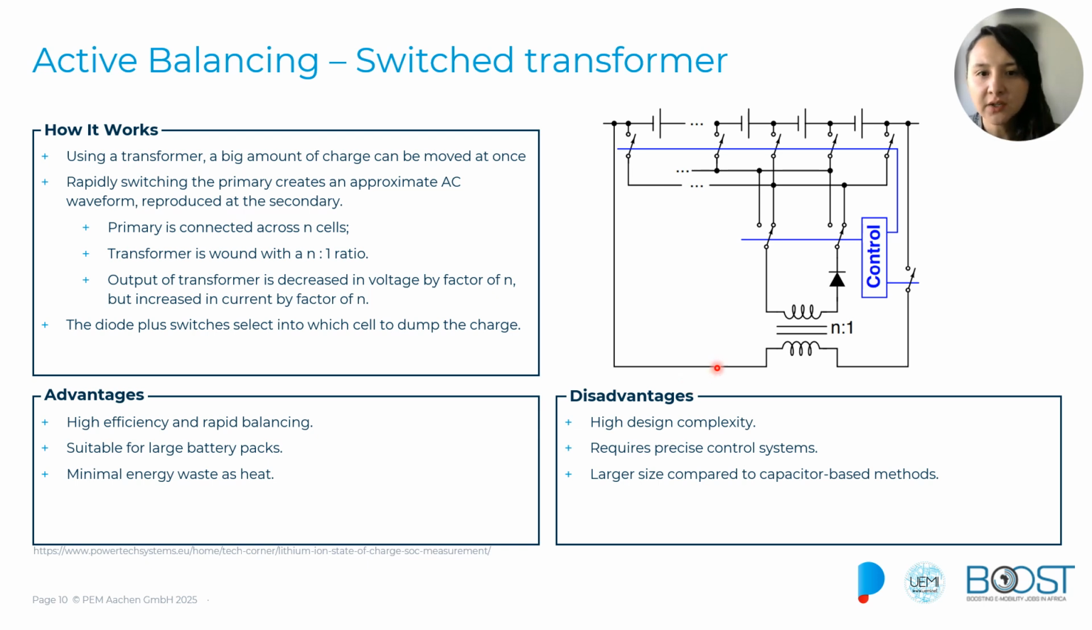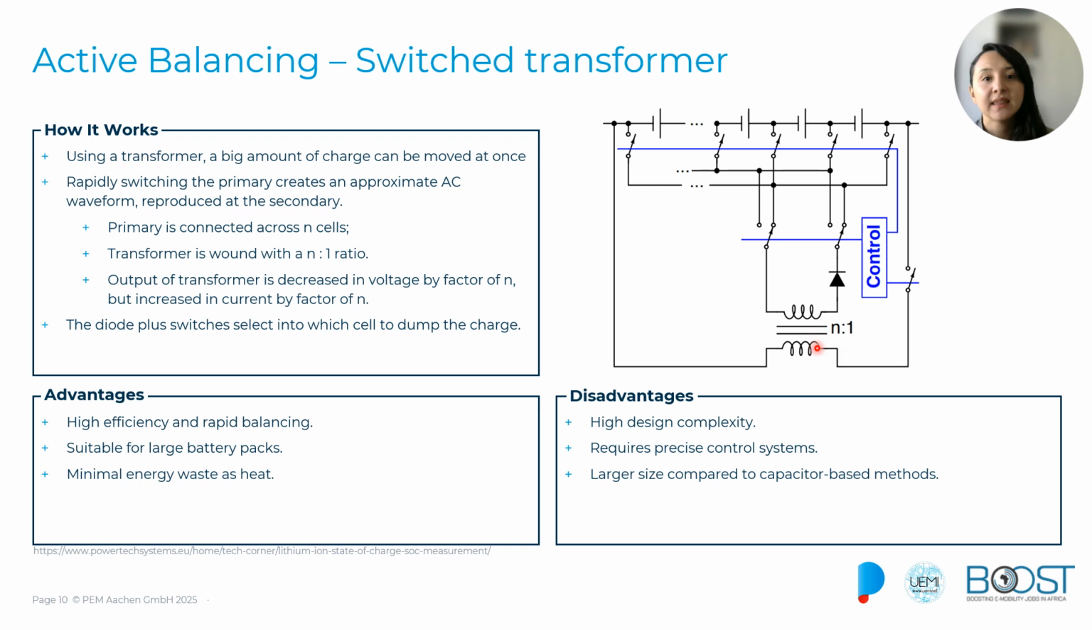So as you can see here, the primary side of this transformer, that it is over here, it is going to be connected across a group of cells. All of these cells are going to be connected to this primary coil of our transformer. And if you see over here, there is also a switching device. And this switching device will be activated and deactivated very fast, in such a way that we will create an alternating current waveform that allows us to transfer the energy through the transformer.